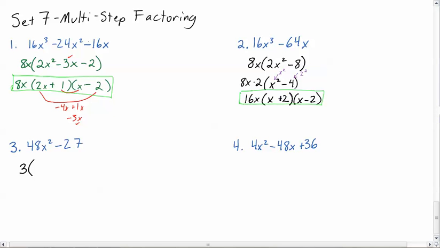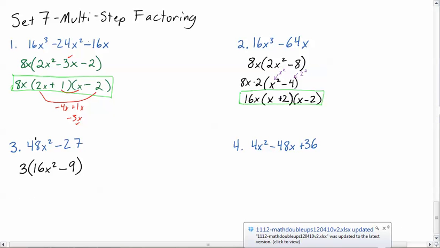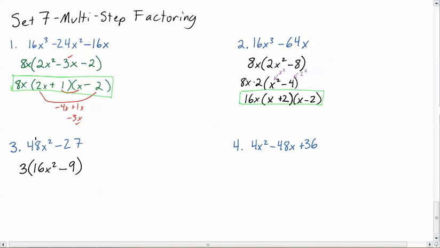Now, if I divide 48 by 3, I get 16. So I've got 16x squared. 3 into 27 is 9. So 16x squared minus 9. And so at this point, I took out the 3. I don't see anything else common here. So let's see if we can now factor this.